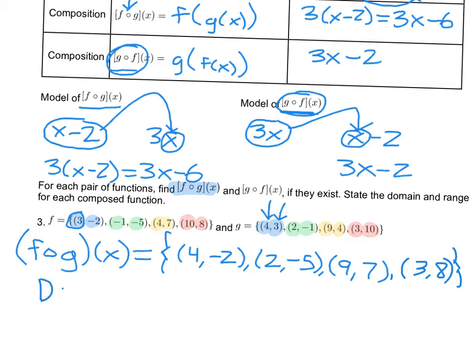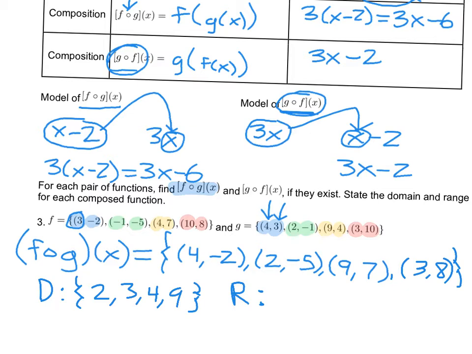So the domain is just the x values. So if I list out the x values, it looks like 4, 2, 9, and 3. I'm going to put those in order from least to greatest. So 2, 3, 4, and 9. Because it's not an equation, because it's just coordinates, I could list out all the possible x values. If it was an equation, I can't list them out because there's infinitely many.